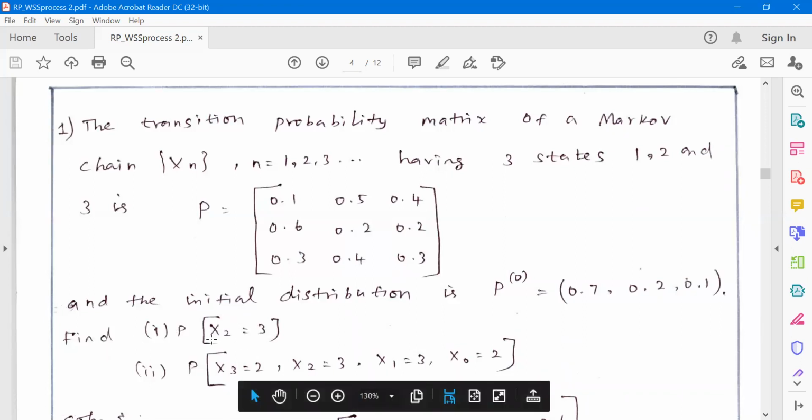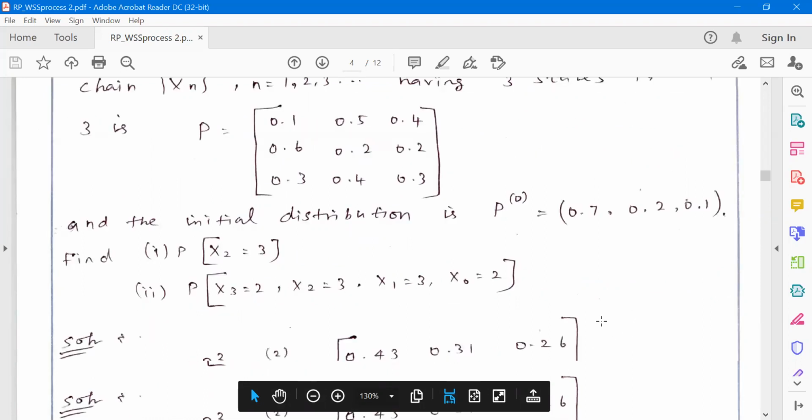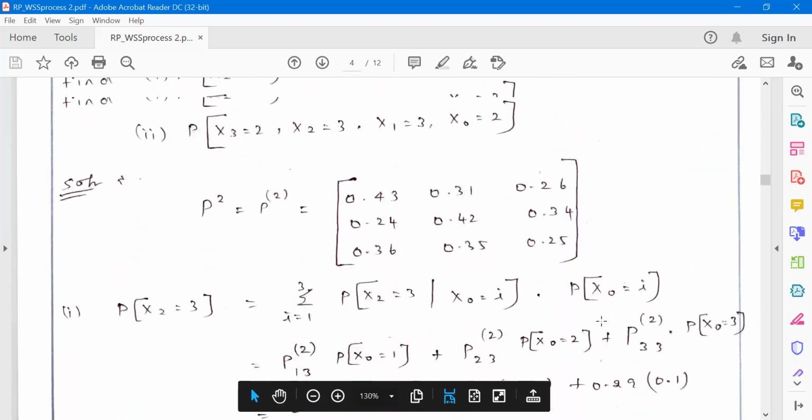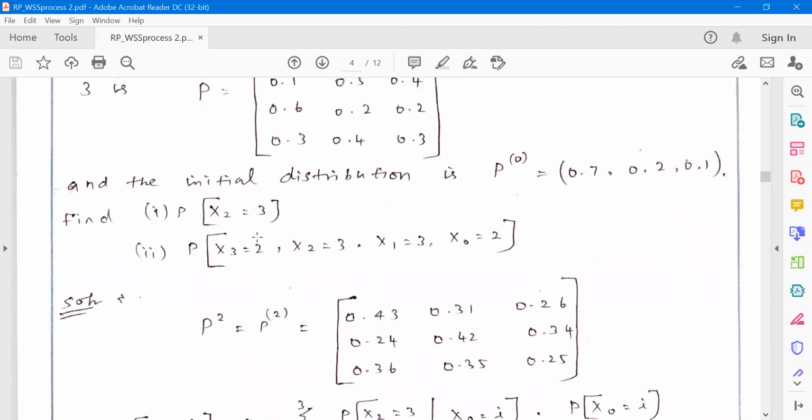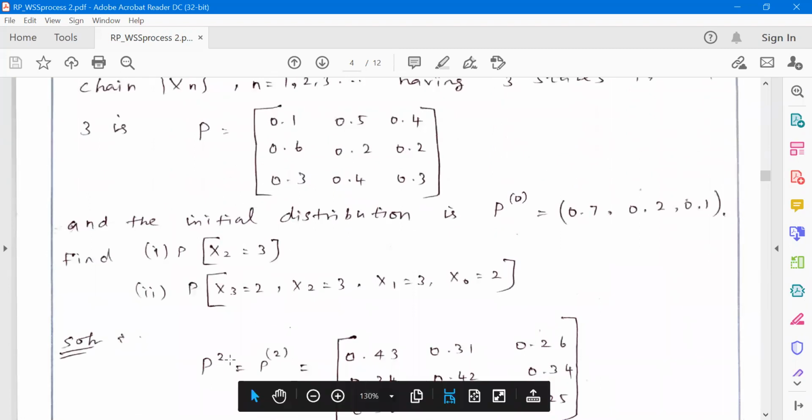Find, first subdivision, P of X2 equal to 3, and second, P of X3 equal to 2, X2 equal to 3, X1 equal to 3, X0 equal to 2. From this matrix, we can find P square. P square is P into P. We are finding the square of the matrix.